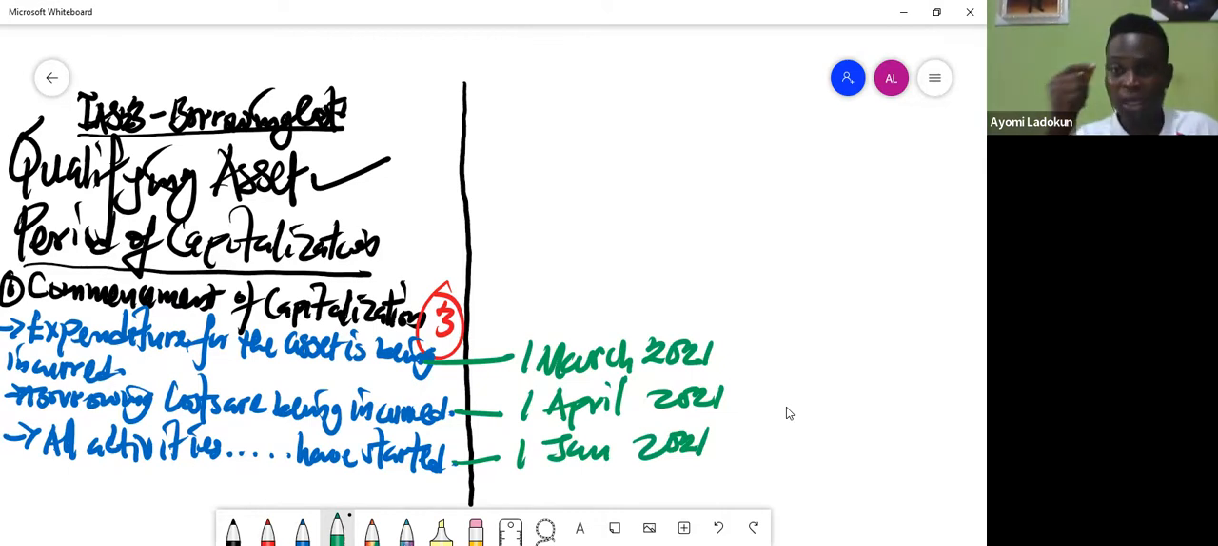So grab your key pads. When will I commence capitalization of borrowing costs? I want to hear from you. When am I going to start? Expenditure started 1st March 2021. Borrowing cost was incurred 1st April 2021. Then all activities necessary, for example, planning permission, was already gotten in January. All the 3 conditions have been met. But when will I commence capitalization? Is it 1st January? Is it 1st April? Or is it 1st March?